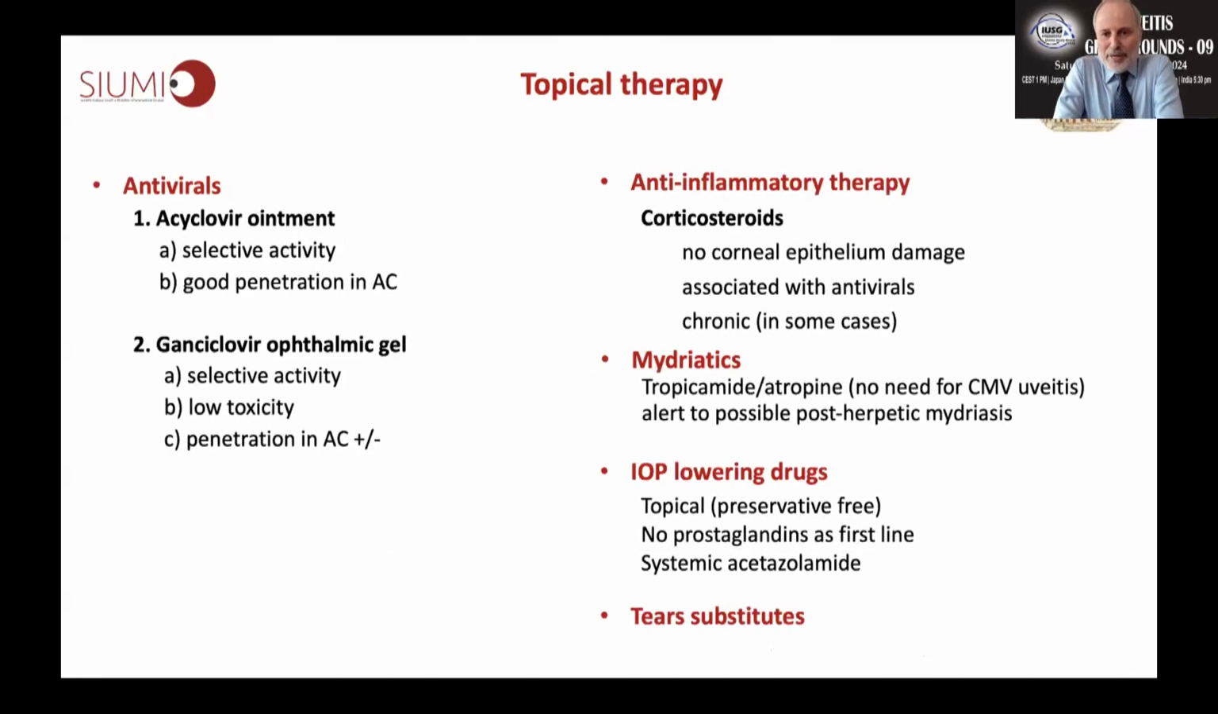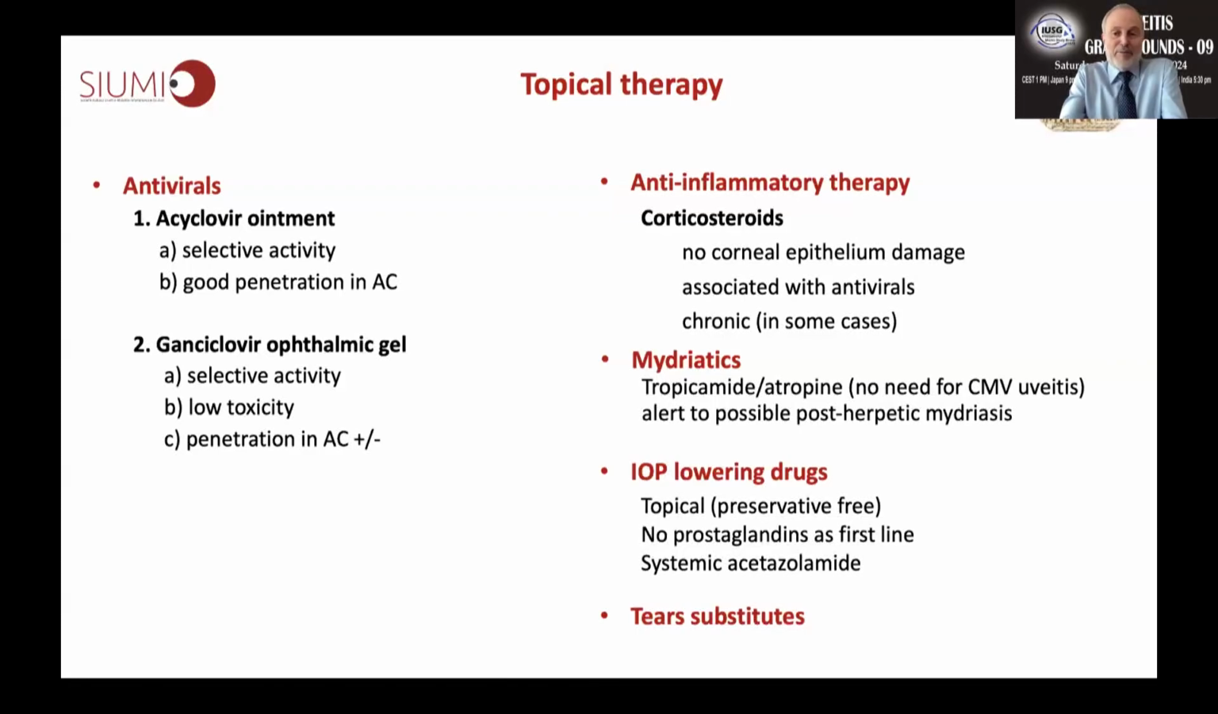So now, addressing the topical therapy. We can use topical treatment. Acyclovir ointment has a selective activity and has a good penetration into the anterior chamber. Ganciclovir ophthalmic gel, again, has a selective activity with maybe low toxicity as far as the ocular surface is concerned, and we will see later why it's so important to look also at the ocular surface. The penetration into the anterior chamber is maybe less than that of acyclovir.